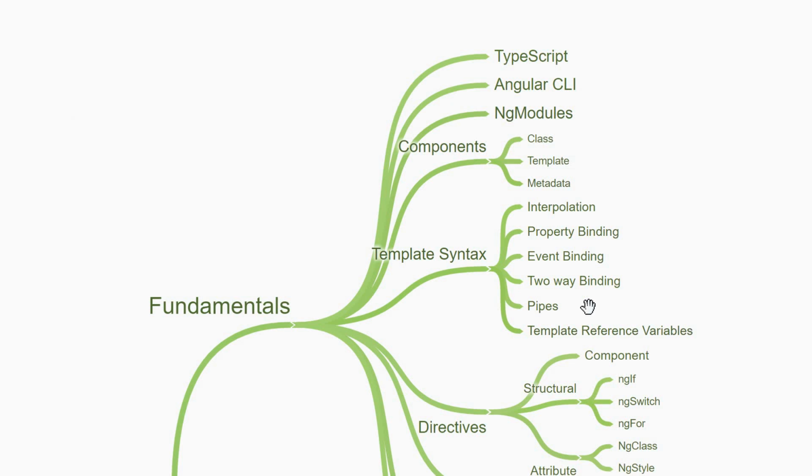Next, you should become familiar with pipes, which let you transform and display data. For example, displaying a string as a currency value, formatting date, etc. Finally, you're going to learn about template reference variables, which are often a reference to a DOM element within the template.